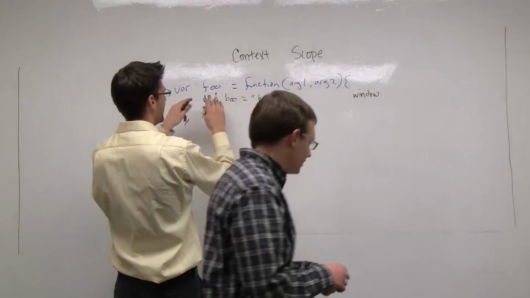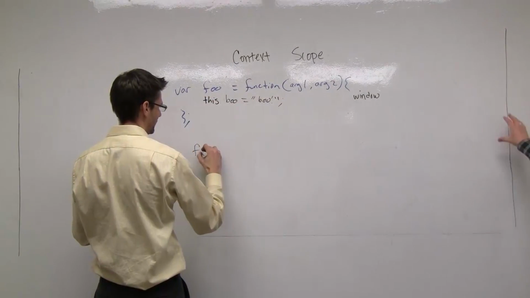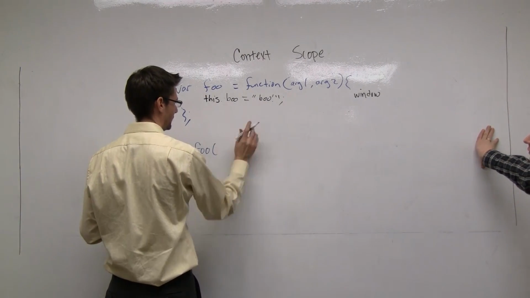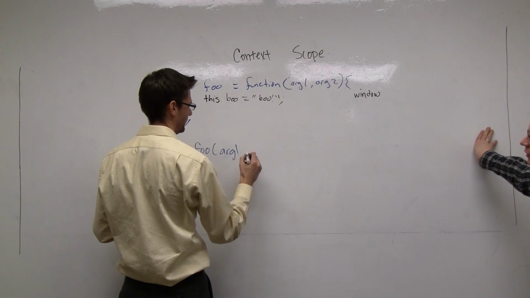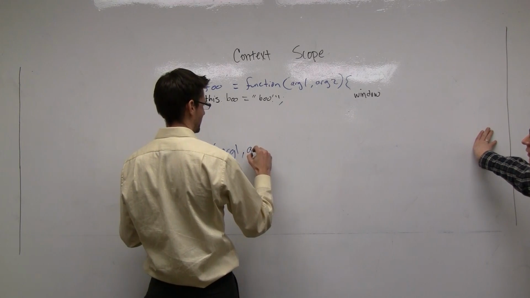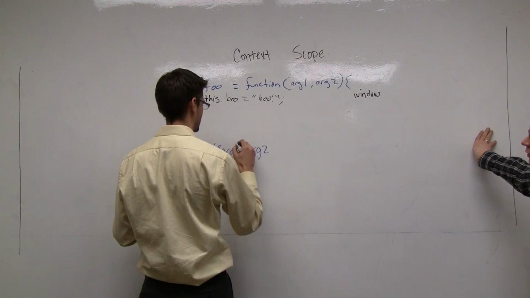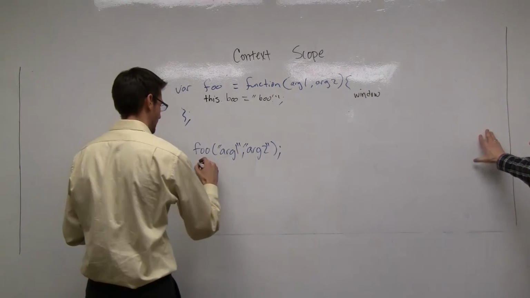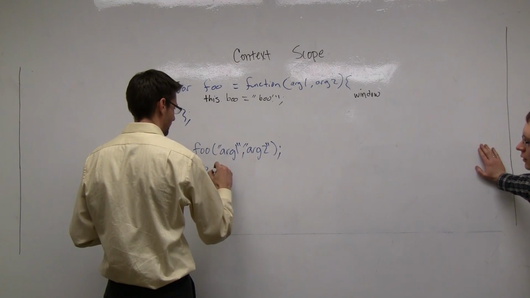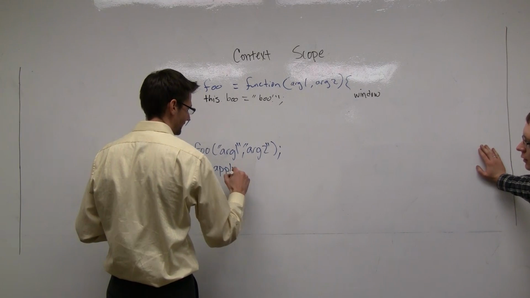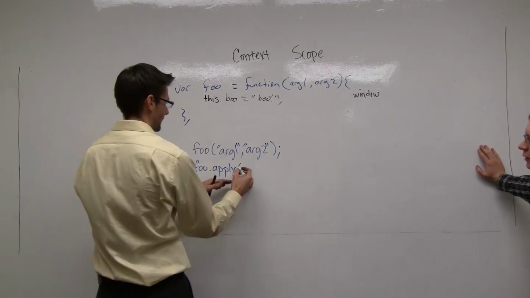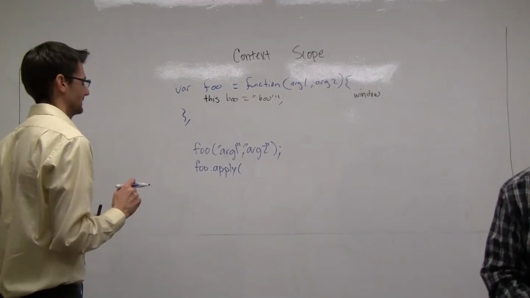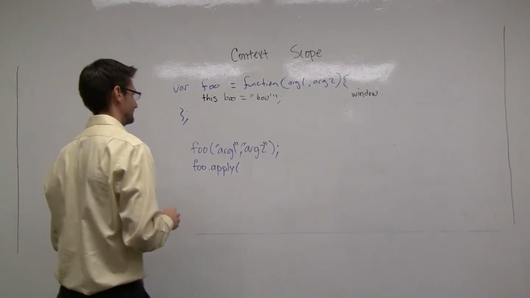Remember how we said we had different ways to invoke foo? We had this way. Well, let's do this the real way. So we have arg1 and arg2, we should probably just make them strings for now. So I invoke it like that. I can also invoke it like apply, but this is where you need to understand how apply works. Actually, before we do that, let's demonstrate this in the console.